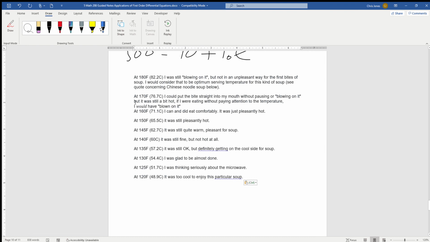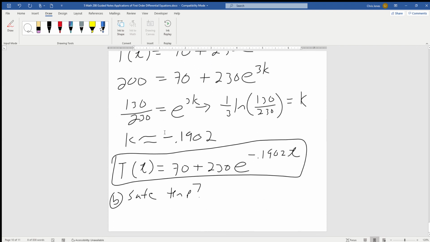And so it looks like for a safe temperature, it was pleasantly hot at 160. 150 was pleasantly hot. Pleasant for soup, 145. So maybe 150. All right, seems like a pretty good temperature. So let's try that. Let's try substituting our safe temperature is equal to 150 degrees.